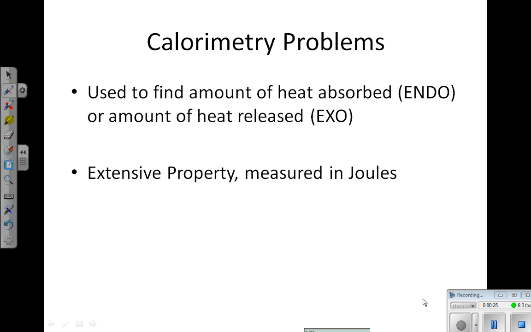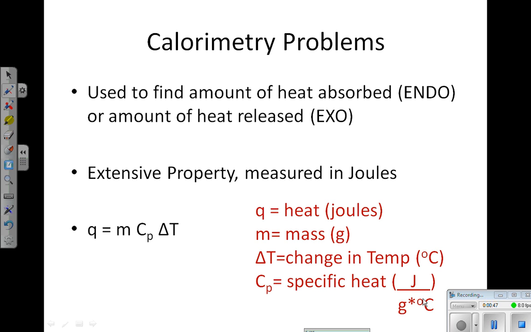Heat is an extensive property. In other words, it matters how much we have. So mass does matter, and the unit of measurement that we use is joules. We can convert joules to calories, but we will not go into that just yet. The formula that we use is Q equals MC delta T. And what do all those variables mean?